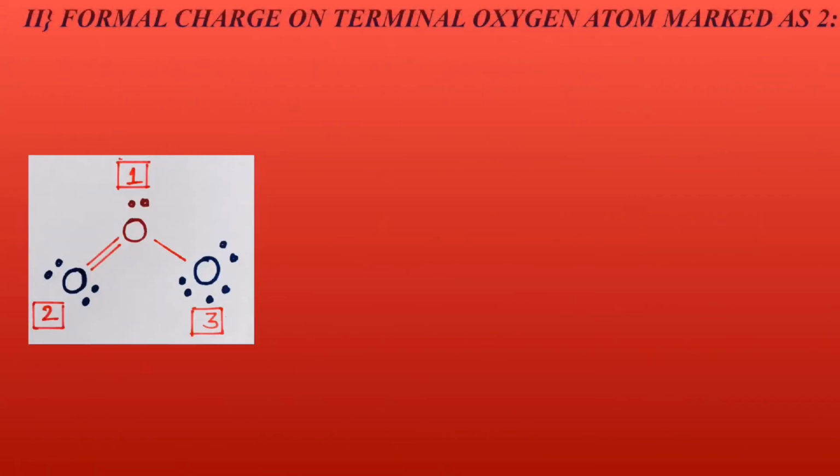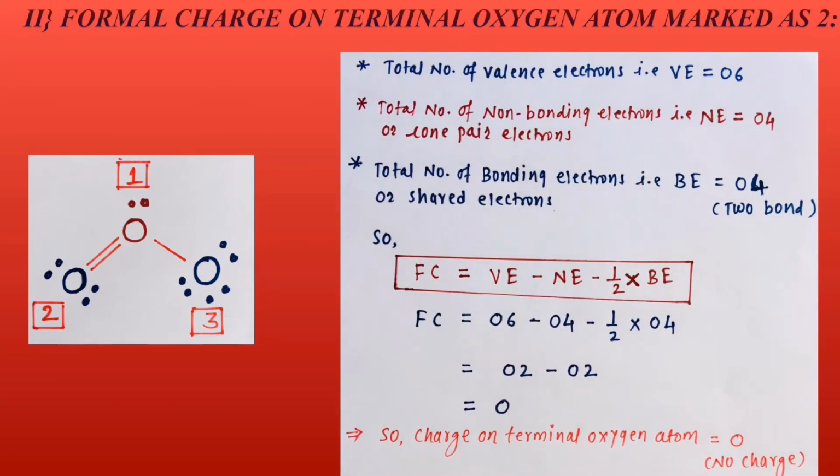Now let us calculate the formal charge on the terminal oxygen atom marked as 2. Here you can observe that the total number of valence electrons in the oxygen atom equals 6. Therefore the value of V equals 6. Then the total number of non-bonding electrons, or the lone pair electrons, equals 4, as there are 2 lone pairs of electrons on the oxygen atom. Therefore the value of Ne equals 4. Now the bonding electrons, or the shared electrons, equal 4, as this oxygen atom forms 2 bonds. Therefore the value of Be equals 4.